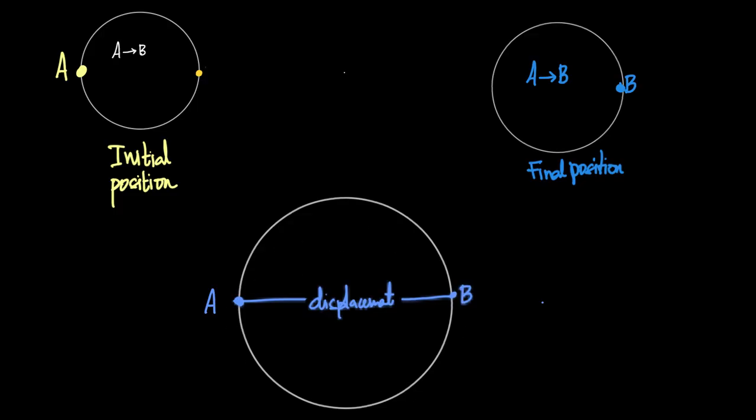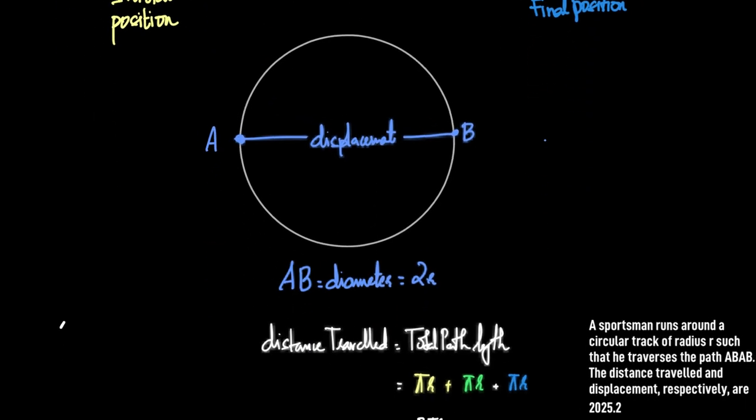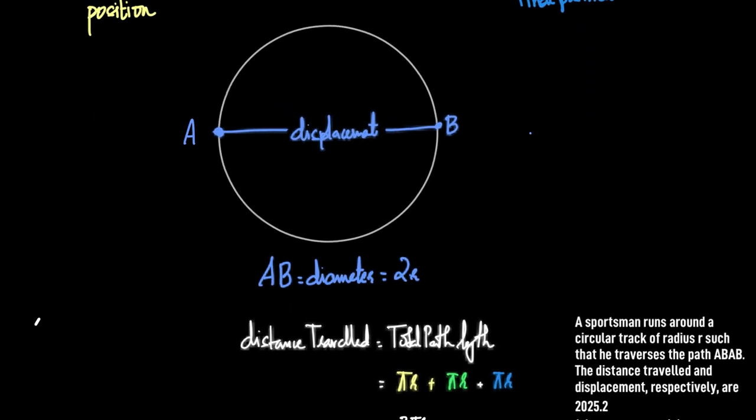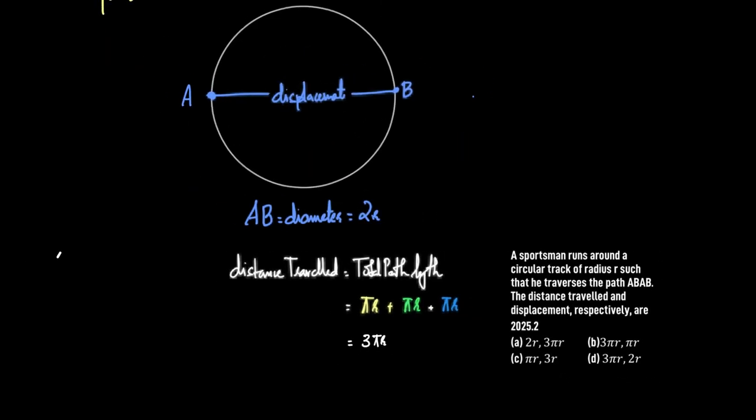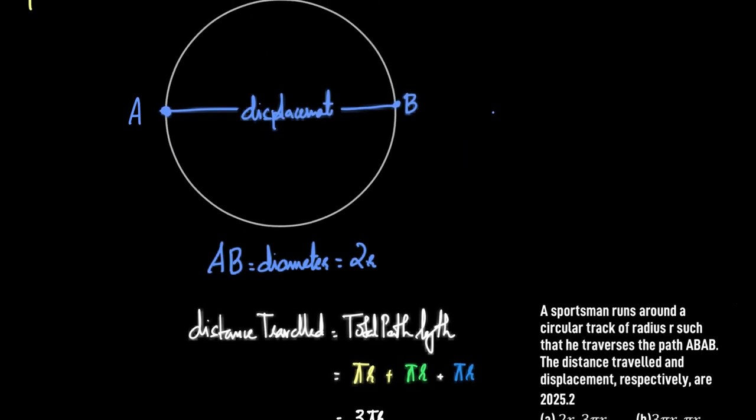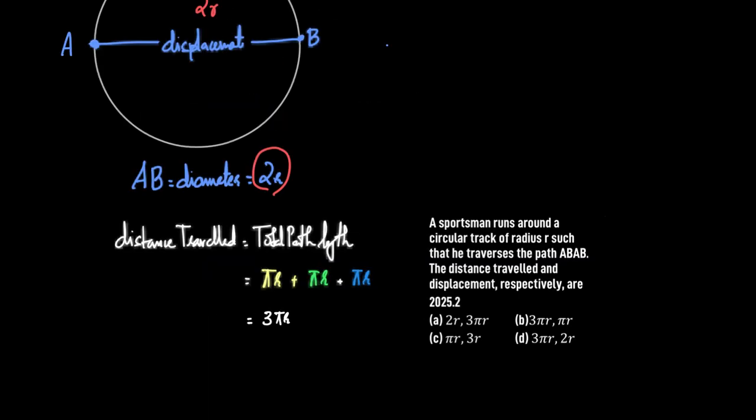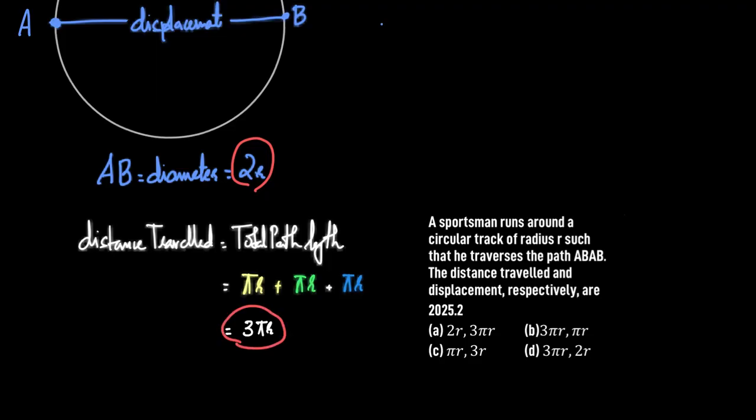And what is this length AB? Since I have chosen diametrically opposite points, AB is actually the diameter, which is 2r. So AB here is the diameter, which is 2r. And the displacement is therefore equal to 2r. So if we combine these two, displacement is 2r and the total distance traveled is 3 pi r. And therefore, the correct option is distance and displacement as 3 pi r and 2r, option D.